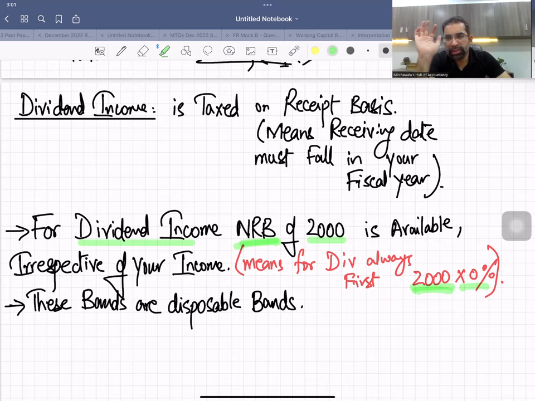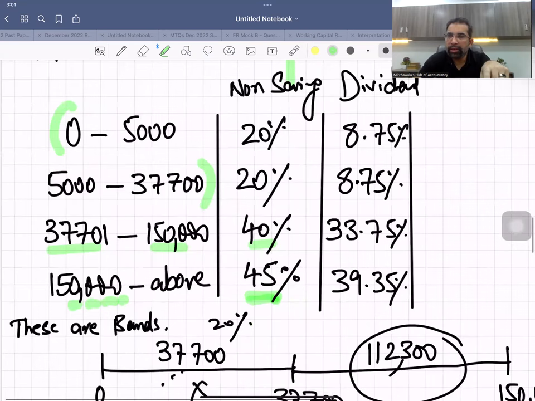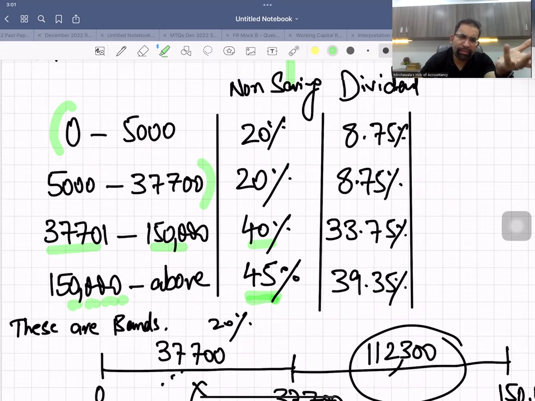Now the next thing, what are the tax rates? Students, look at the tax rates. It's in front of you. If you want to take a picture of these tax rates, you may. It is also written in my book and in the exam kit. Everywhere it is written. If you want to copy it, just pause and copy. From 0 to 37,700, the rate is 8.75%. From 37,700 to 150,000, the rate is 33.75%, and above 150,000 the rate is 39.35%.